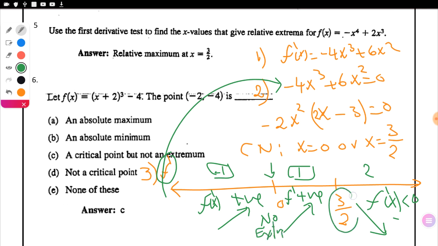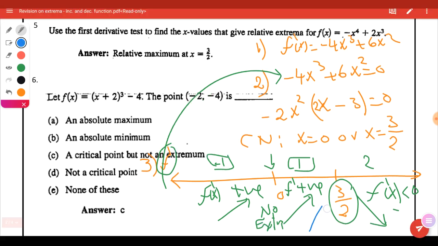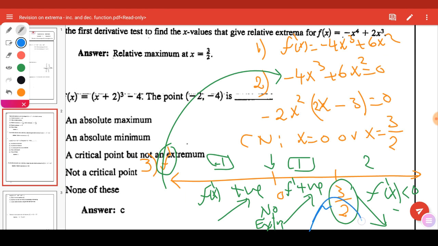But at 3 over 2, the behavior of the function changes from, look here, changes from what? From increase, sorry, to decrease. So it will be what? Relative maximum at 3 over 2. This means, okay, at x equals 3 over 2, f has what? Relative maximum. Understand or no? I hope you understand well.